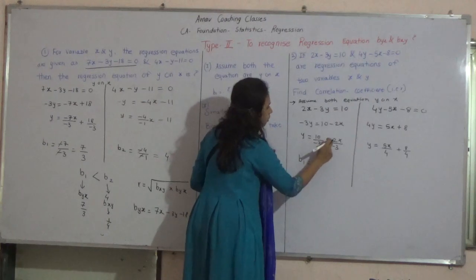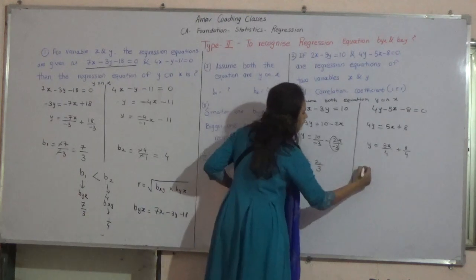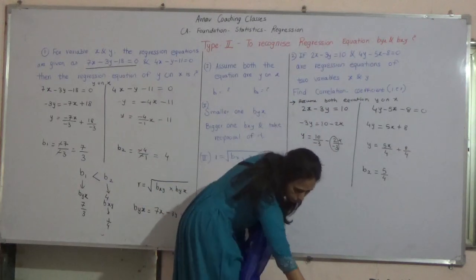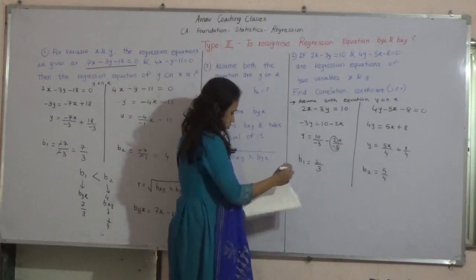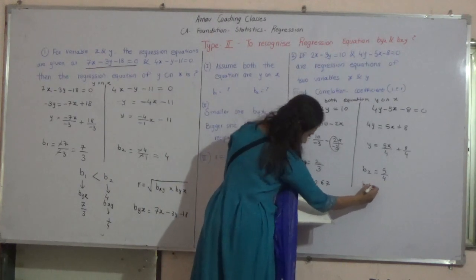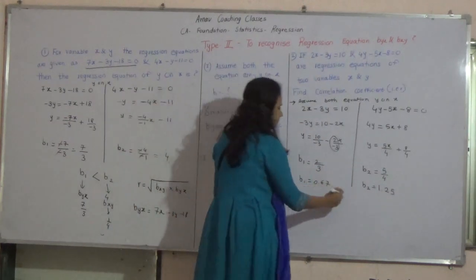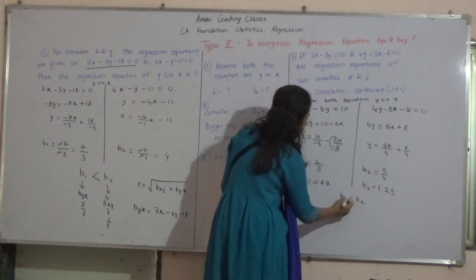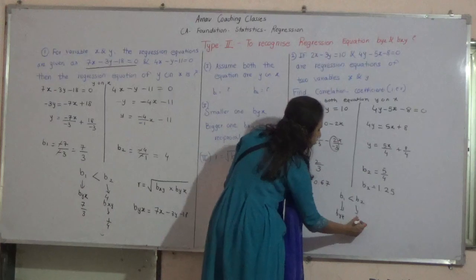B1, what is coming? Minus minus, 2 upon 3, and b2 is equal to 5 by 4. 2 upon 3 means 0.67 and b2 is 1.25. Now tell me which is bigger. This is the bigger one. So equation 1 will represent b y on x. This will represent b x on y.